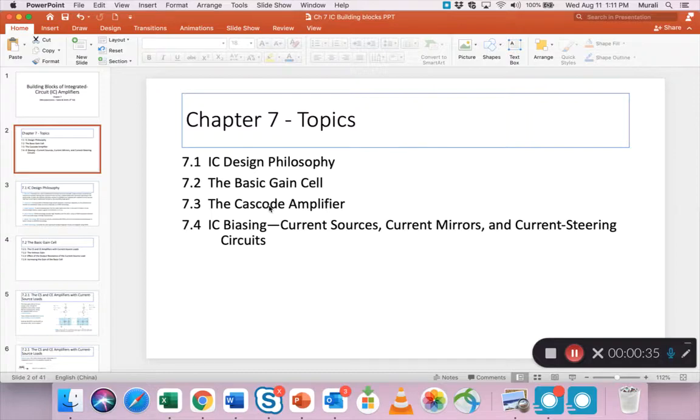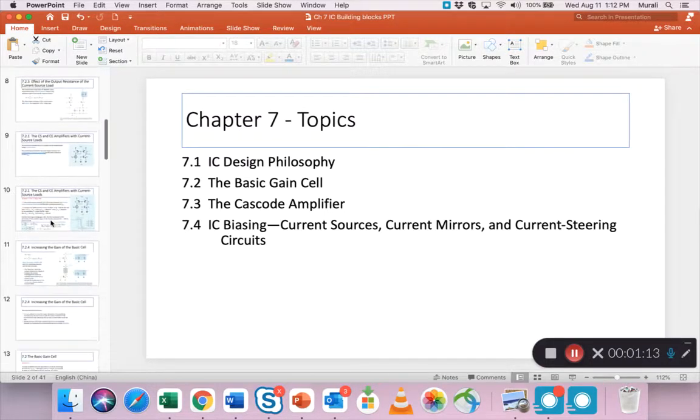So the two topics left are 7.3, the cascode amplifier, and 7.4, biasing, and a variety of other things such as current sources, current mirrors, and current steering circuits. In this recording and the next one, I'm going to focus on the cascode amplifier. The first recording will be the theory, then we'll do the numerical examples and problems. So that's the plan.